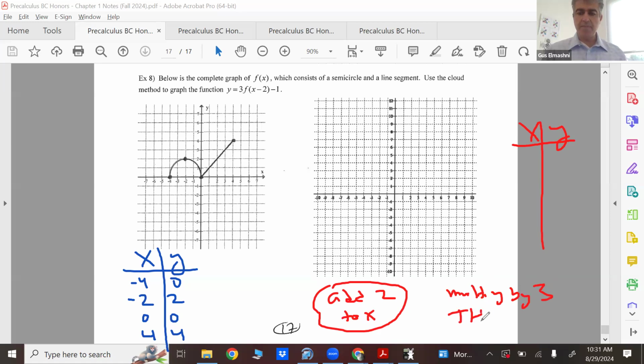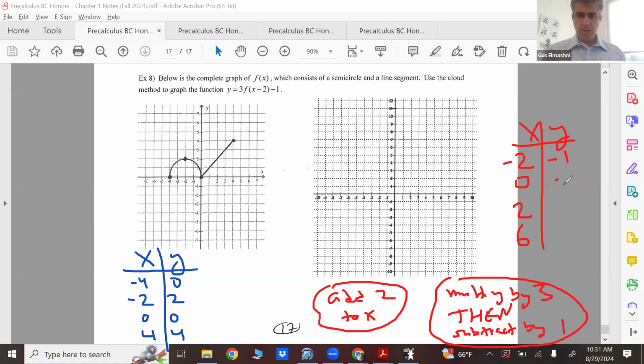Multiply by 3, then subtract 1. Cool. So add 2 to x: -2, 0, 2, 6. Multiply by 3, subtract 1. Multiply by 3, subtract 1.